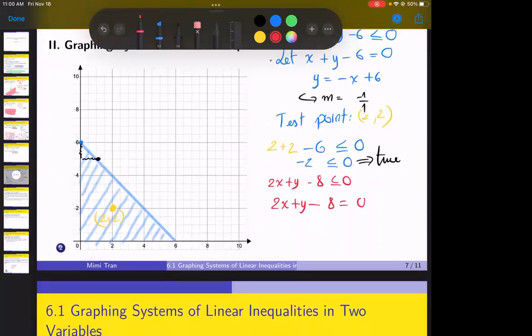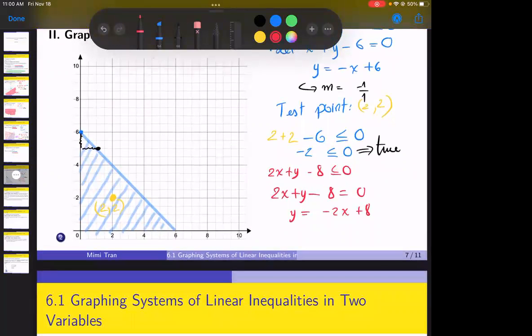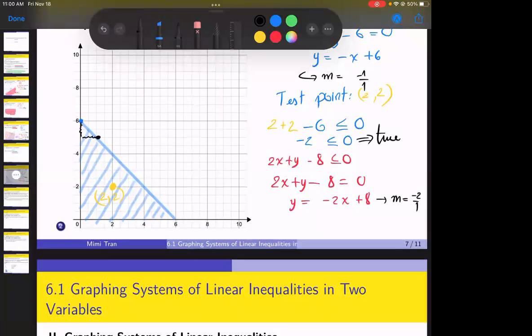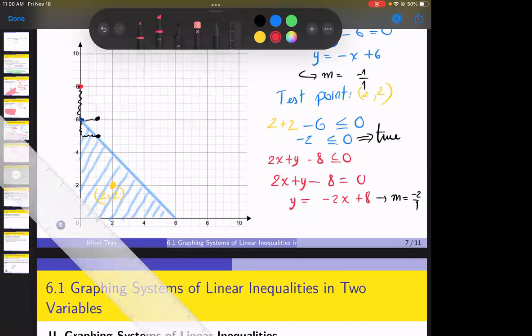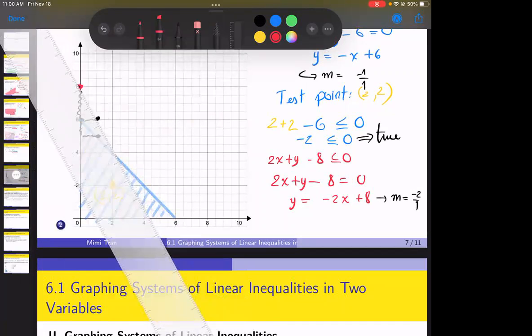So let's graph this. So y equals -2x plus 8. We do rise over run again. M is -2/1. So go down 2, well, from 8, you go down 2, and then you go to the right one. They're both solid, so we're okay.